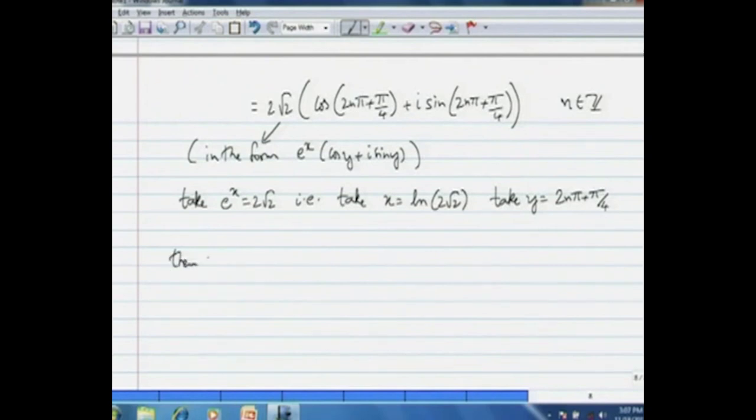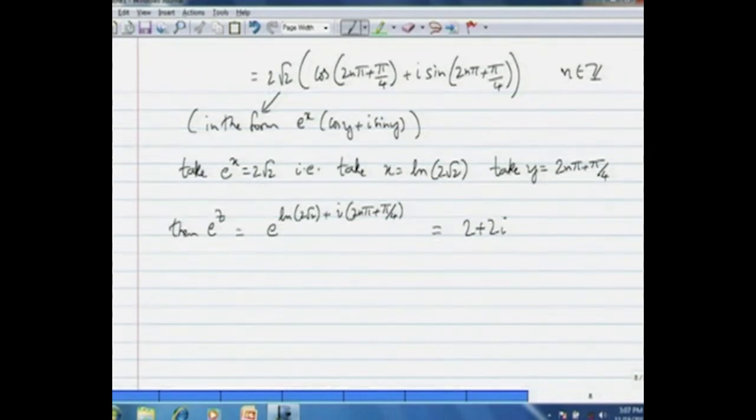then e power z equals e power x plus I y, that is, ln 2 root 2 plus I times 2 n pi plus pi by 4, will be equal to 2 plus 2 I, for n belonging to the integers. So, since there are infinitely many integers, we can conclude that there are infinitely many solutions like that to the equation e power z is 2 plus 2 I.